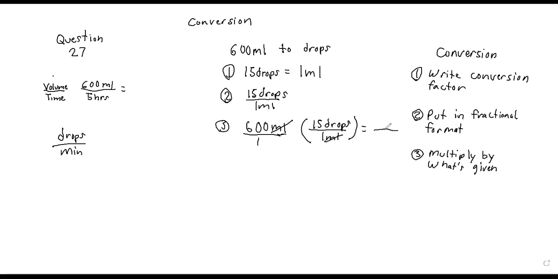Now we go ahead and we perform the math. So we'll do the bottom first. 1 times 1 is 1. On the top, we know we have drops, right? And 600 times 15 is going to give us 9,000 drops.